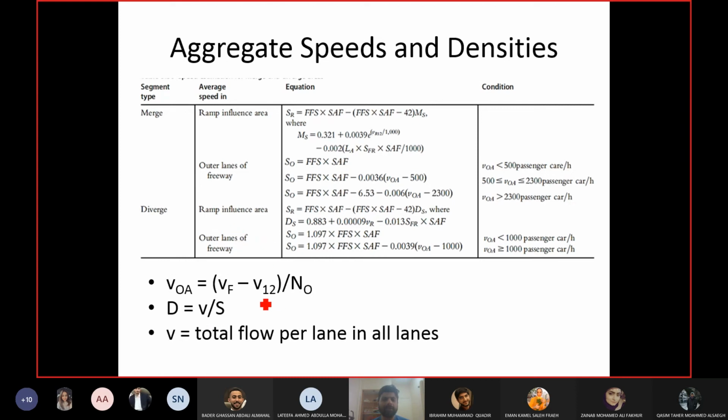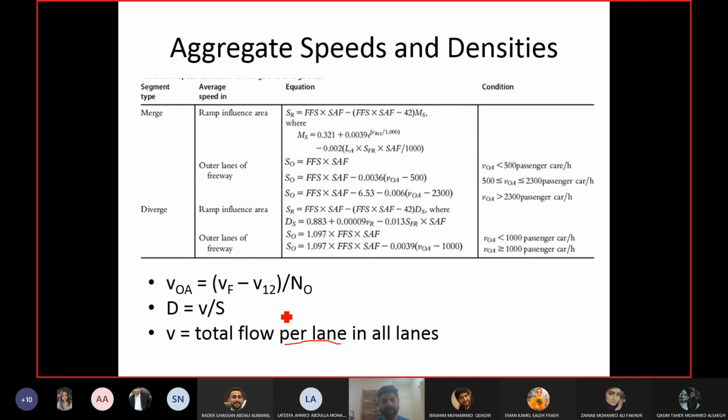Now, if you are doing it for the influence area, we have calculated V12, which is the flow in the two lanes. So you have to convert it to per lane. If you are using this equation to find out the density for the two adjacent lanes, then you will take V12 and divide by 2, because V12 is for two lanes.